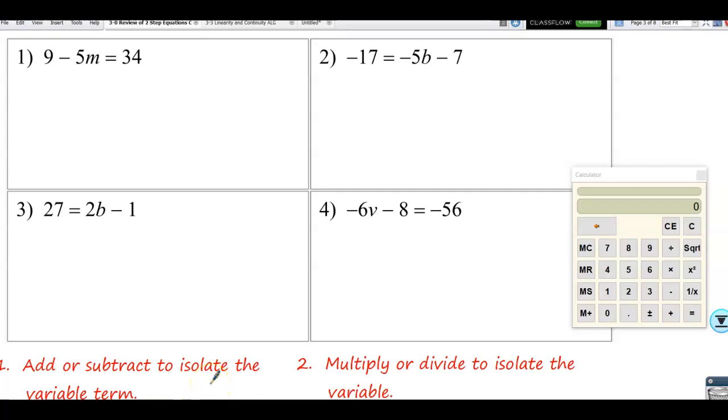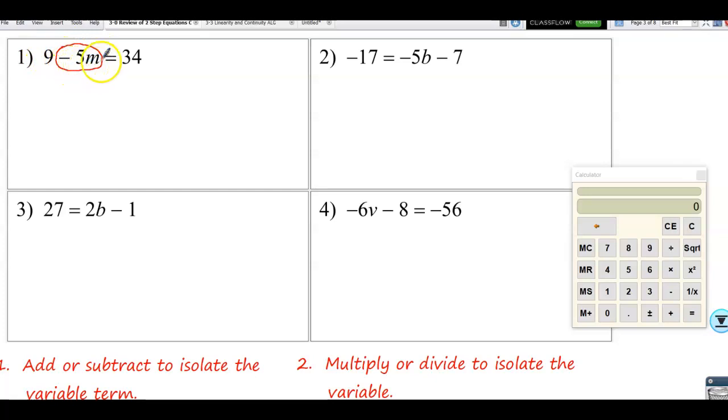Number 1, the first step is to isolate the variable term. Well, here's the variable term right here, this negative 5m. Keep in mind that the sign in front of a number goes with the number. The negative belongs to the 5m, not the 9. The 9 is positive. If it were negative, it would have a negative sign out here.